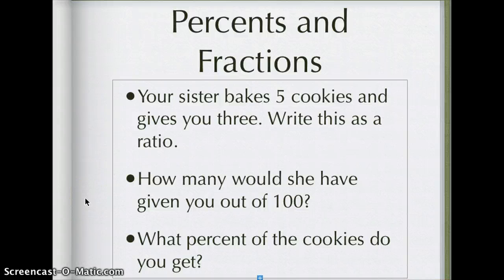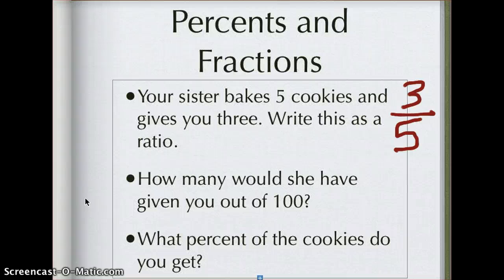So now I have the same type of problem, except instead of breaking it into 3 slides, I've given you all 3 questions at once. Let's look at the first question first. Your sister bakes 5 cookies and gives you 3. Write this as a ratio. I'm going to give you a second to do that. Okay, so hopefully there you would have gotten 3/5. How many would she have given you out of 100? Please pause the video now and figure that out.